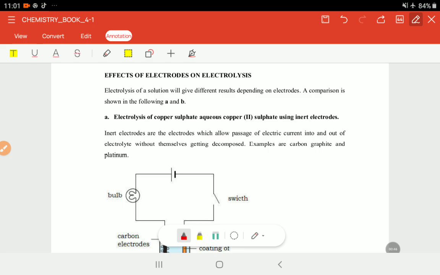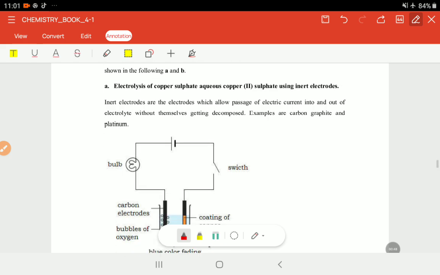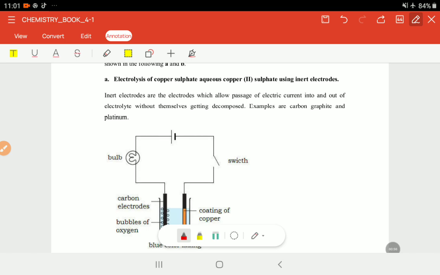So this is just a picture, or the figure, where we want to differentiate what happens when we have different electrodes. So we're just going to go back to my inert electrodes, which we use to compare and contrast with the electrodes that are reactive in a way.